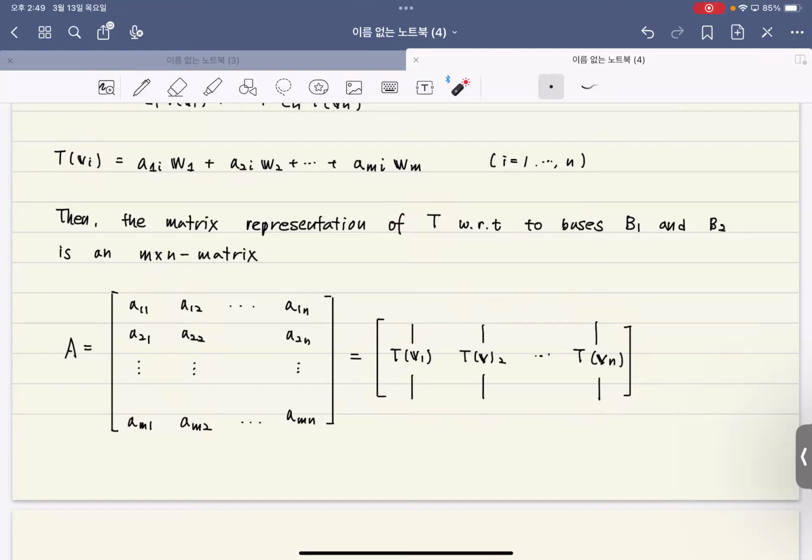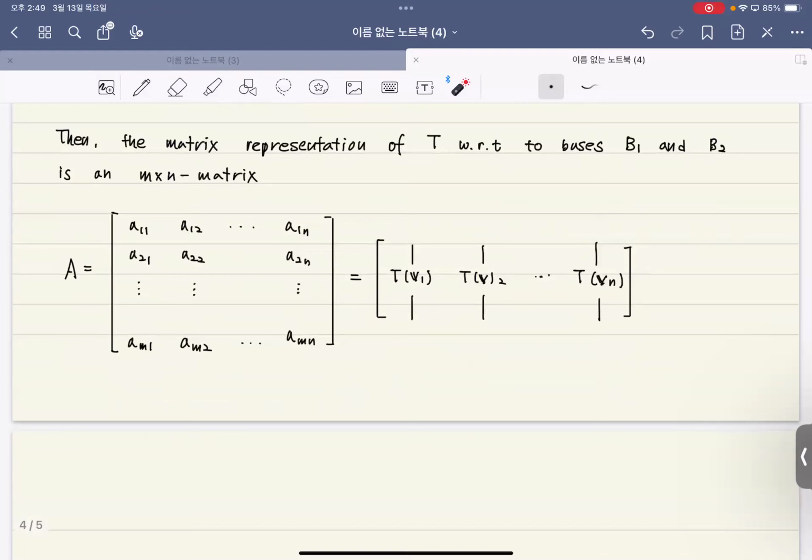So why is this so important? And how do we make use of it in practical computation?